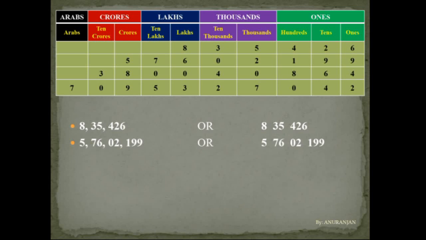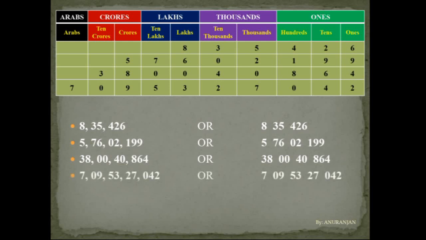Let's look at the next number. So using the commas it will be written this way, and then using the spaces this way. Look at the last number. So if you observe these numbers, they are written in figures, but they are grouped according to their periods. So I hope you have understood how to write numbers in figures and in words using the Indian place value chart.